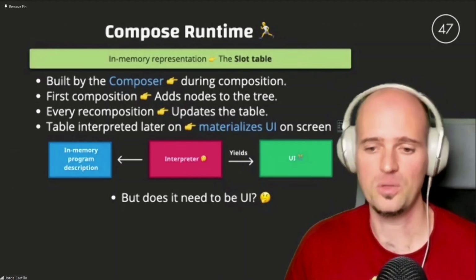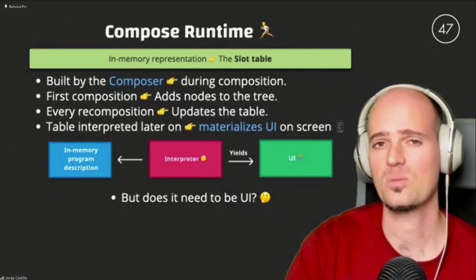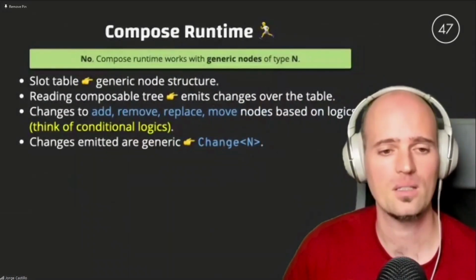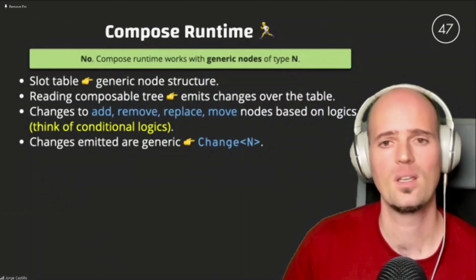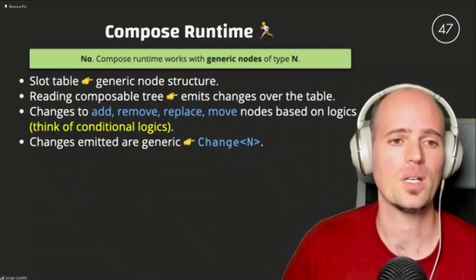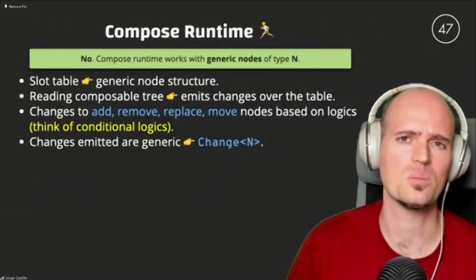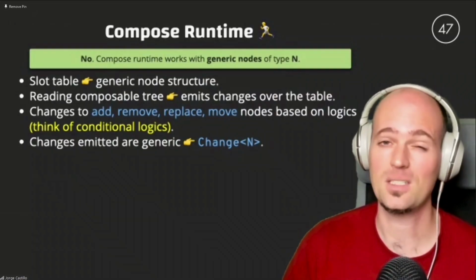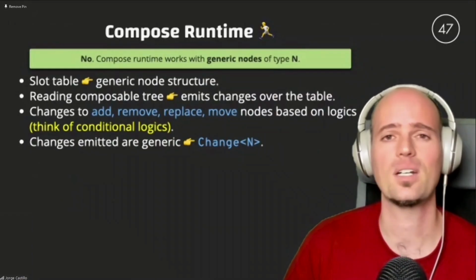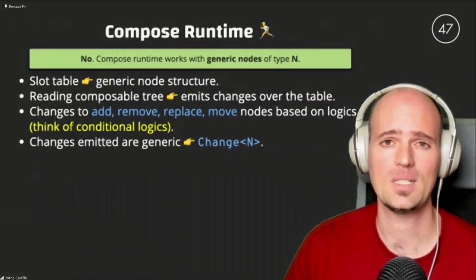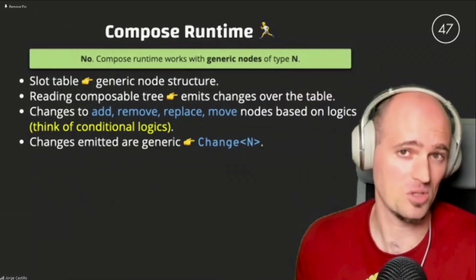But does it need to be UI? Because we've been talking about UI all this time, but that's not really necessary, right? Compose and the Compose runtime work with generic node types, meaning of type N. So all the logic for composition, recomposition, storing changes on the table and everything is written targeting this generic type parameter. And in that sense, you can really pick the layout node type you want to use.